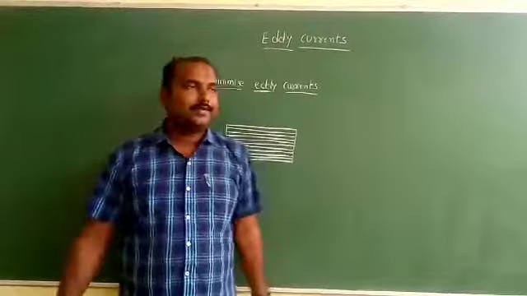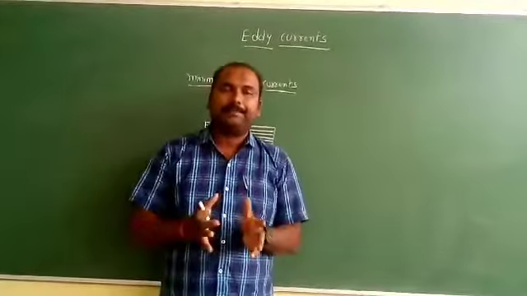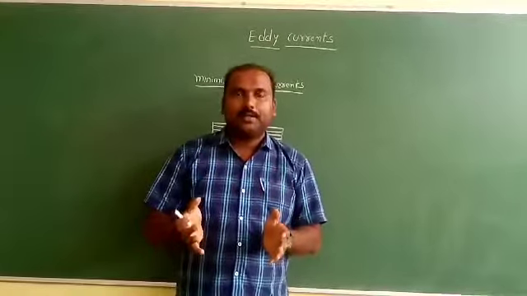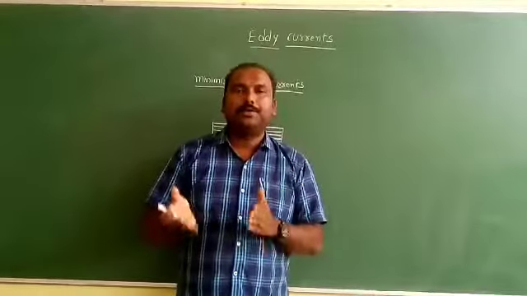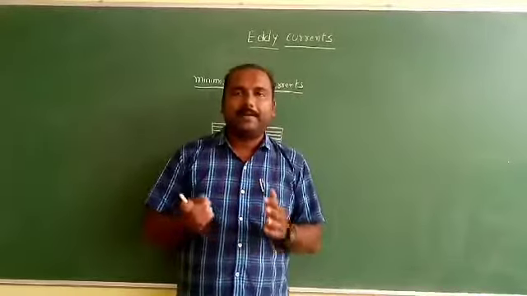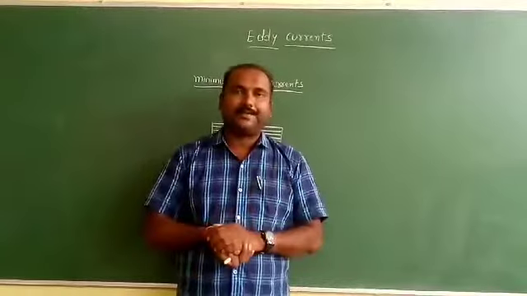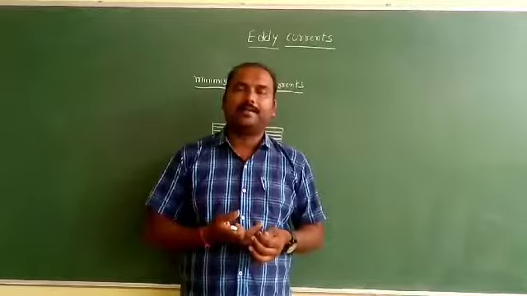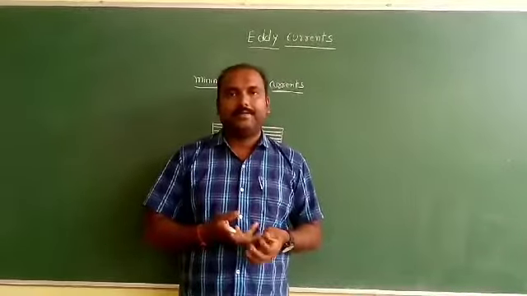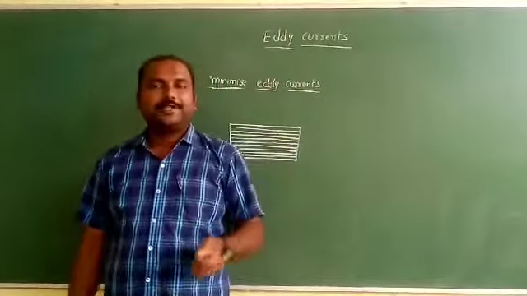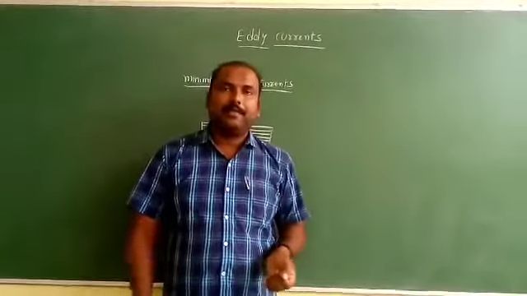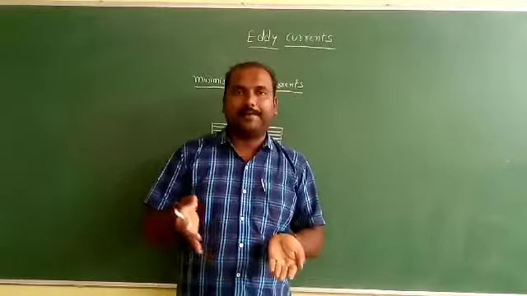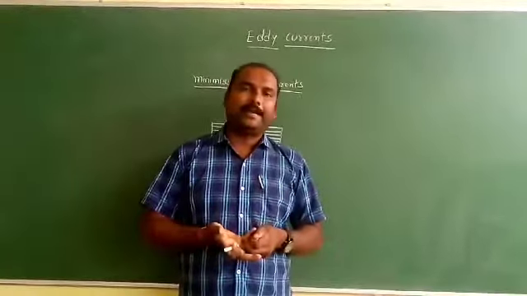So once again, all of you try to understand the eddy currents. Eddy currents are nothing but circulating currents formed in a conductor due to a change in magnetic flux linked with the conductor. It is called eddy currents. It was discovered by Foucault, so it is also called Foucault currents. Then what is the direction of eddy currents? This direction you can find by using Lenz's law. Because of eddy currents, a magnetic field is produced, and that magnetic field opposes the applied magnetic field.